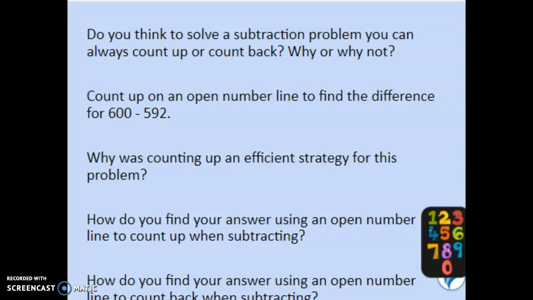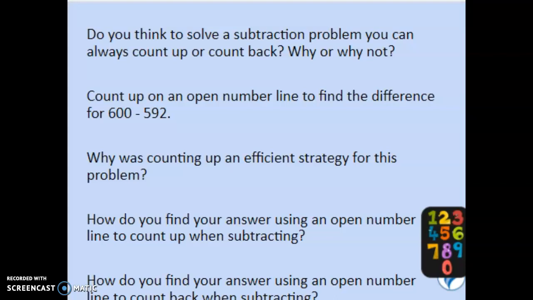And we've got all kinds of questions that I would be asking you if we were in a live class today. Do you think to solve subtraction problems you can always count up or count back? Why or why not? Counting up on an open number line, like the one that we used on our manipulative slide, to find the difference of 600 minus 592. Could we use counting up to help us there? Why is counting up a more efficient strategy for this problem? So let's think about why it would be really efficient for this particular problem if we were just counting up.